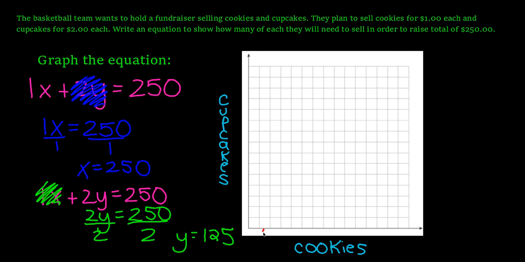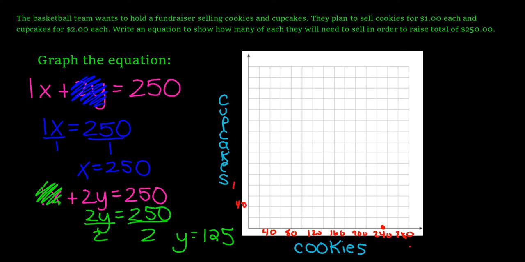That means that every 2 boxes is going to be a 40, 80, 120, 160, 200, 240, 280, etc. And we said that our x-intercept was happening at 250, so a little bit past 240, like that. Our y-intercept is happening at 125. We'll go ahead and keep the same scale here.